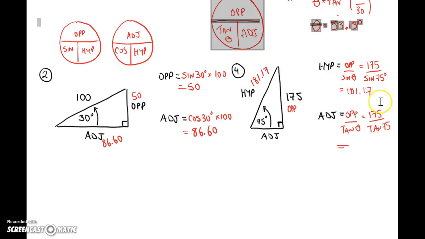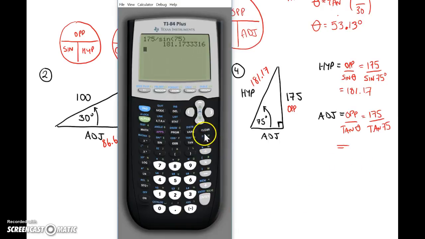And so let's finish this off for the adjacent, for the last one on this page. So we have 175 divided by tan of 75 degrees, close brackets, equals 46.89. Right on.